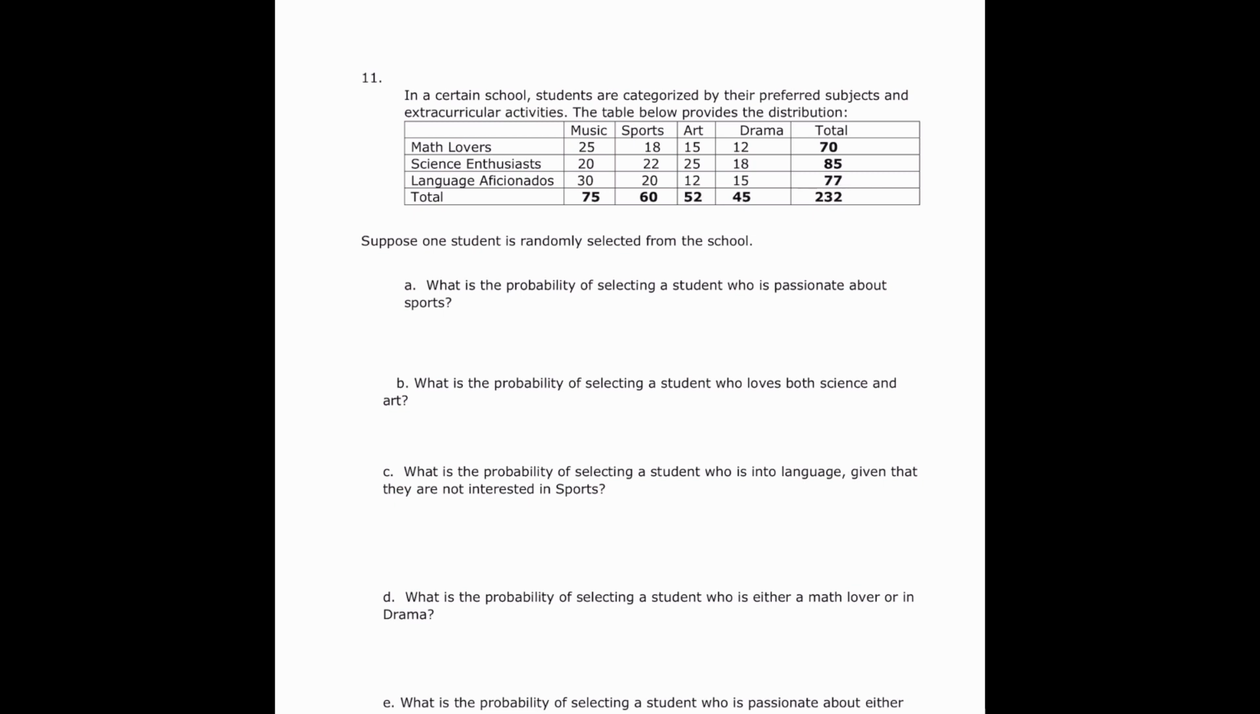So we're going to see how many people are passionate about sports. Sports is this column right here. We have a total of 60. So if we choose one person, what is the probability that he or she is going to be passionate about sports? That is selecting from the 60 people out of the 232.